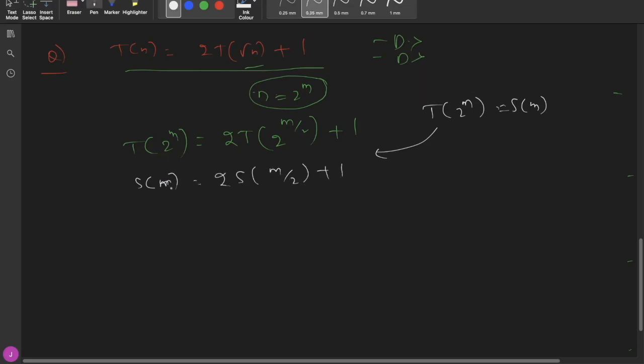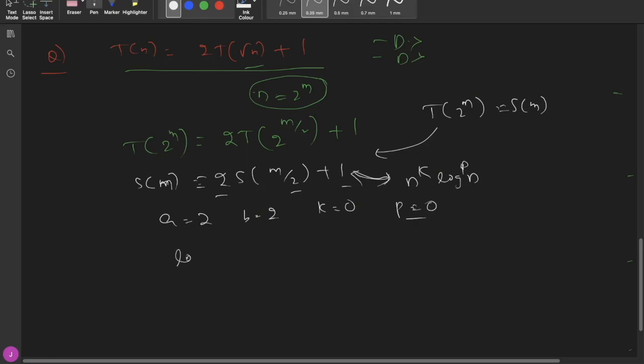Now this is eligible for the master theorem because the a value is greater than or equal to 1, the b value is greater than 1, and there is an f function, and this format is satisfying the master theorem. Now the a value is 2, the b value is 2, and the k value is 0 because I am comparing this with the form n power k log n power p. I am getting the k value as 0 and the p value also as 0.